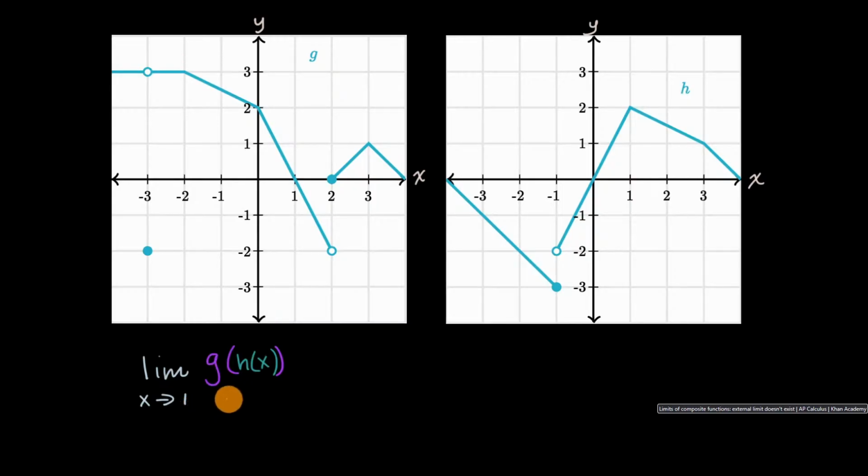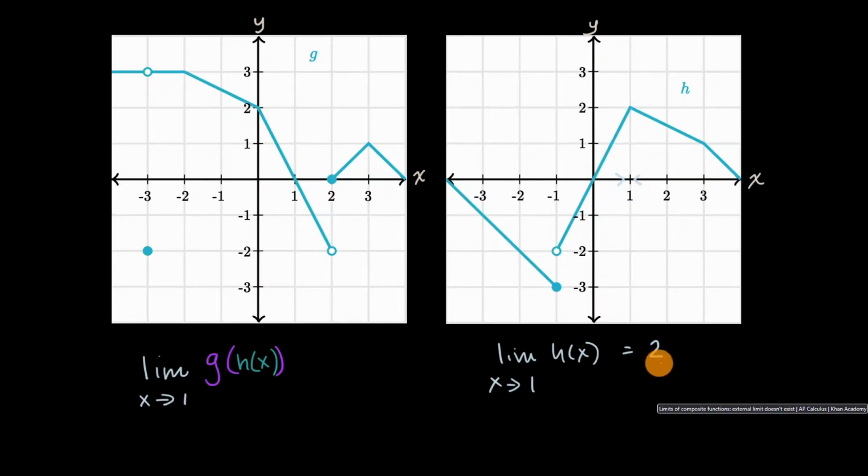Alright, now let's do this together. Now the first thing that you might try to say is, alright, let's just figure out first the limit as x approaches 1 of h of x. And when you look at that, what is that going to be? Well, as we approach 1 from the left, it looks like h of x is approaching 2. And as we approach from the right, it looks like h of x is approaching 2. So it looks like this is just going to be 2.